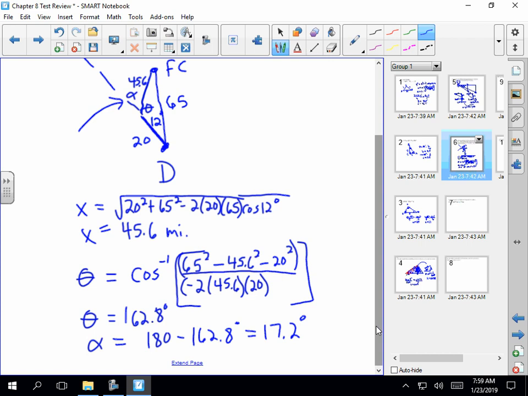So that's it. That's using law of cosines twice. You don't have to worry about the ambiguous case, and you've got it. If you want to use law of sines, you'll notice that you'll get the 17.2 degree angle when you think you're trying to find the theta there. That'll work as well, as long as you look at your picture and remember that it's ambiguous.